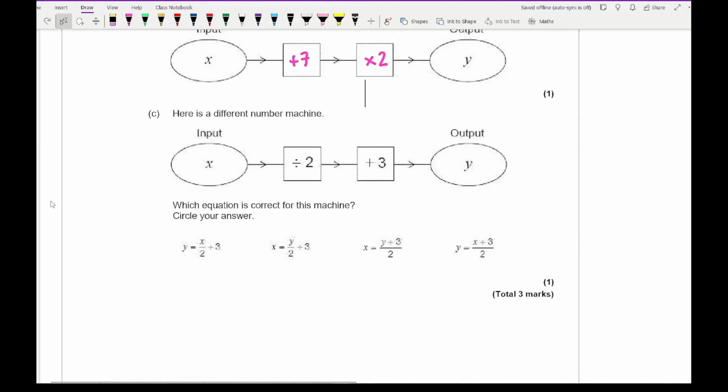It then says here is a different number machine, and it says that the input x divided by 2 plus 3 equals y. So let's start by writing that down. So here I've got x. First thing I've done is divided by 2. And then I'm going to add 3 to the answer. So that's what I'm looking for, and that equals y. So it's going to be our first option that I need to highlight.